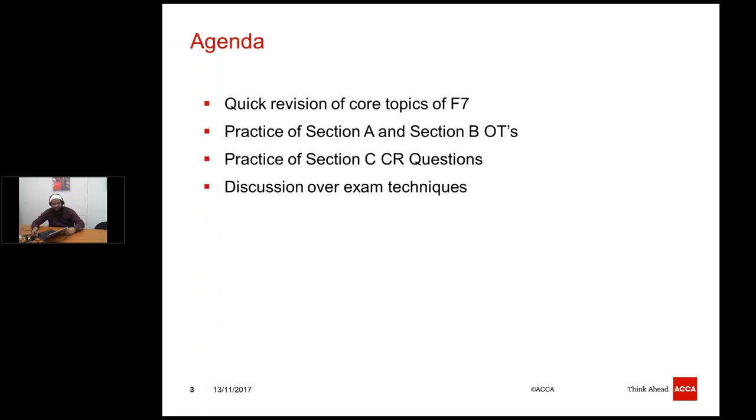What is the agenda of the session? We are going to have a quick revision of the core topics of paper F7. We are going to practice some of the section A type questions, some of the section B type questions, which will be objective test questions, OT questions, and we will be solving some practice questions for section C, which are known as constructed response questions, CR questions, and we will be discussing different exam techniques in this video.